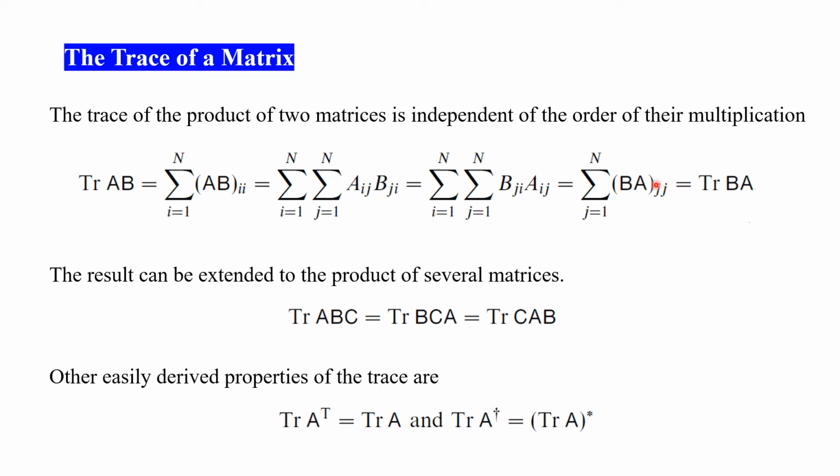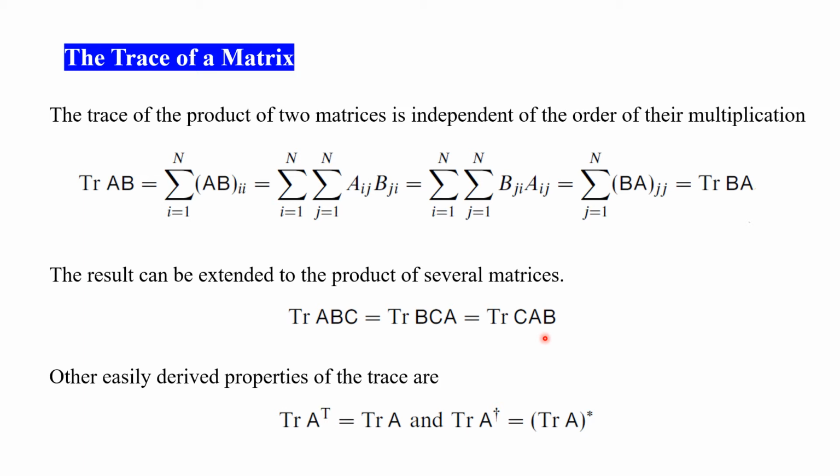As you can see here, this is actually the same as the trace of B times A. So it's independent. The trace of the product is independent of order: whether you have the trace of A times B, that's equal to the trace of B times A. This result can be extended to the product of several matrices. If you have three matrices and you want to get the trace of their product, the trace of ABC is equal to the trace of BCA, which is also equal to the trace of CAB.